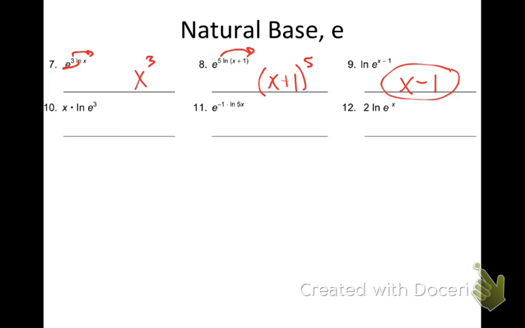Number 10, Andy, what'd you get for number 10? 3x. That is 3x. So your x would come up here to the power. Well, there's already a power there, so that's like saying natural log of e to 3x, which then is just 3x.